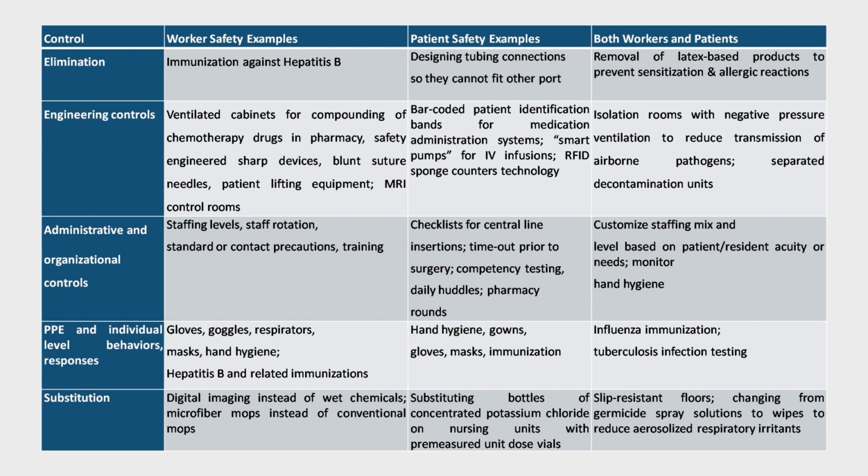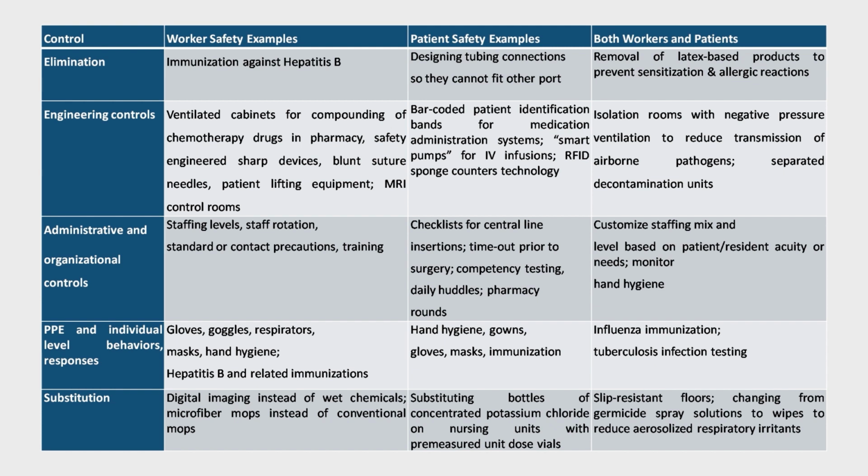We can take care of both workers and patients when we customize the staffing mix and level based on the patient or resident activity and needs, and monitor hand hygiene. Then we have PPE and individual level and behavioral responses. For example, the workers must wear, wherever appropriate, gloves, goggles, respirator masks and perform hand hygiene to protect themselves against most of the infections that they may encounter or are exposed to. Similarly, immunization specifically for hepatitis B is very important. As far as patients are concerned, they also must perform hand hygiene, and gowns, gloves, masks and appropriate immunizations are important. For both, again immunization is the mainstay, especially for influenza, and tuberculosis infection testing is also important.